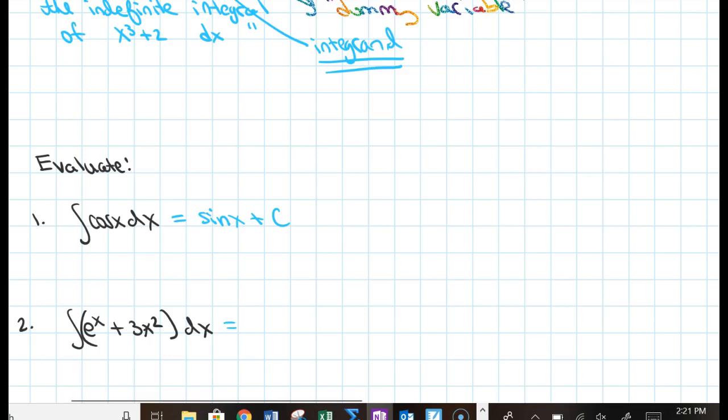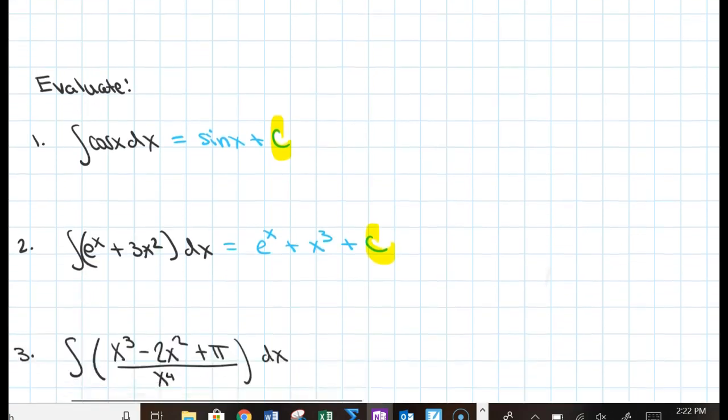Well, let's see, the indefinite integral of e to the x plus 3x squared dx is going to be e to the x plus x cubed plus c, right? Do not forget plus c. Do not forget the plus c, right? There's a constant. Let's do another one.